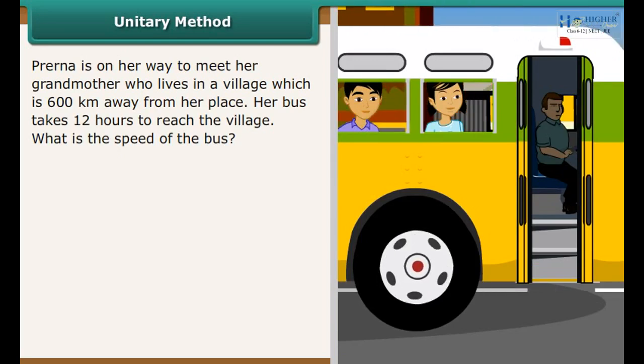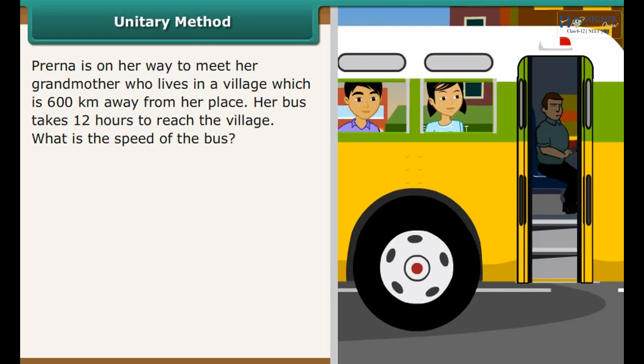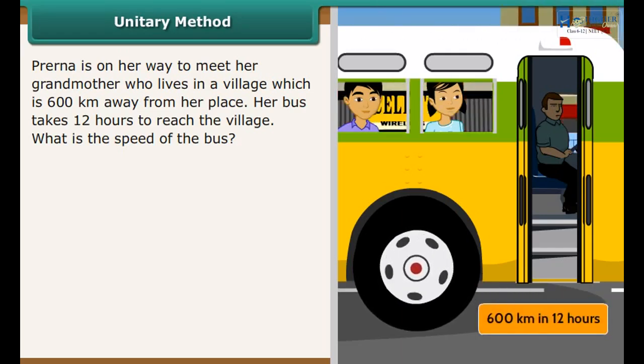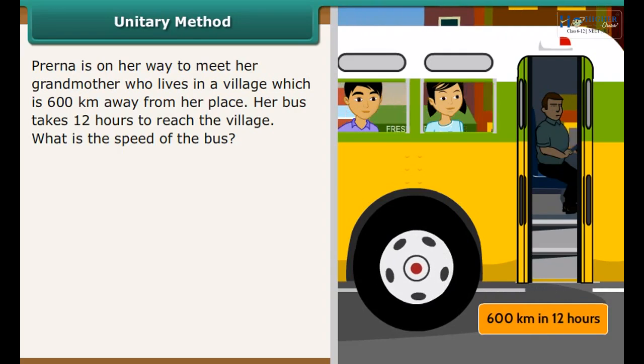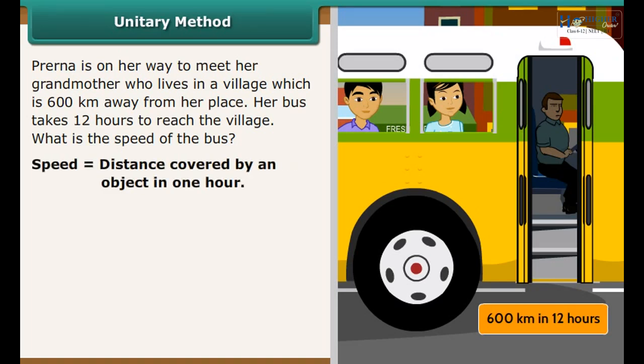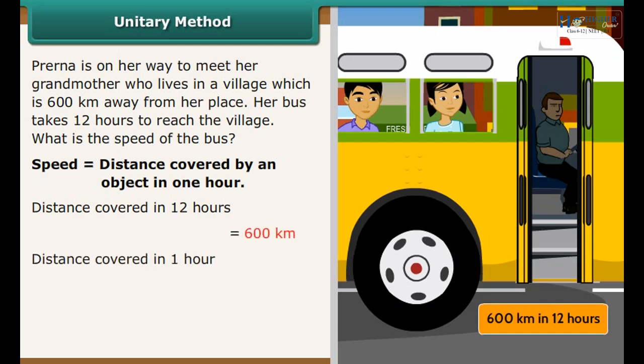Unitary method. Prerna is on her way to meet her grandmother who lives in a village which is 600 kilometers away from her place. Her bus takes 12 hours to reach the village. What is the speed of the bus? Speed is distance covered by an object in 1 hour. Distance covered in 12 hours is equal to 600 kilometers. Distance covered in 1 hour is equal to 600 divided by 12, which is equal to 50. Therefore, the speed of the bus is 50 kilometers per hour.